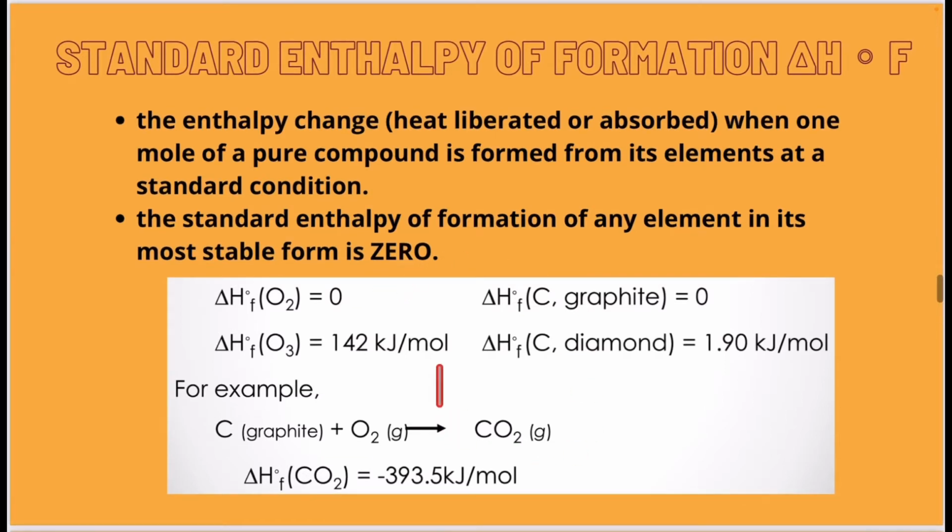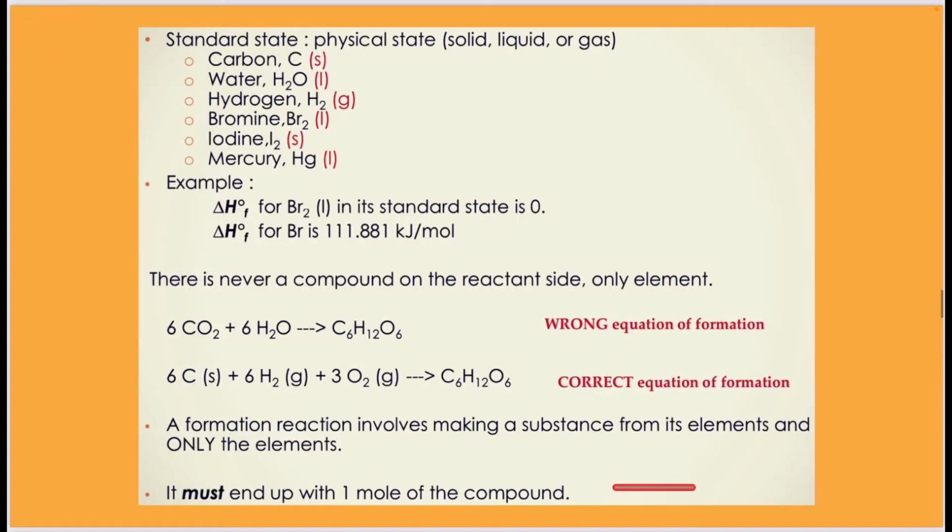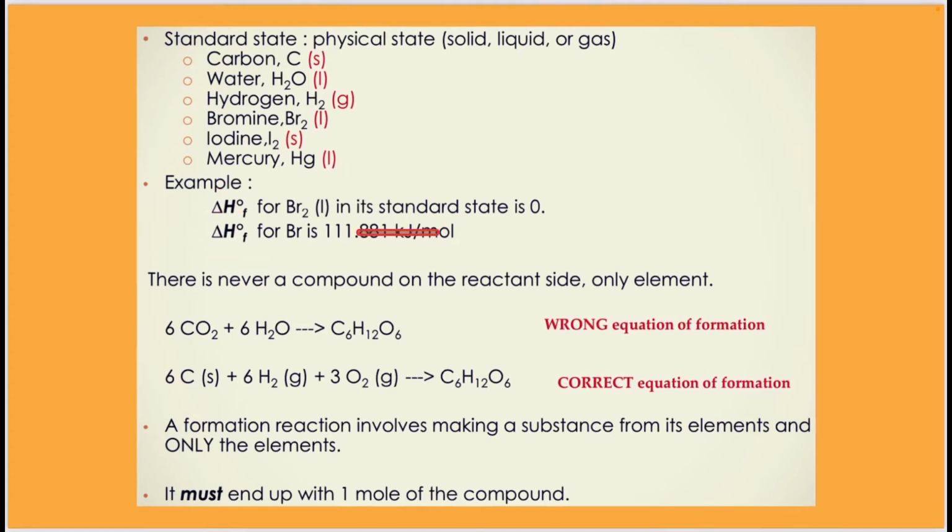So this is the example. Look at the most stable form: the enthalpy of formation of oxygen in its most stable form is equal to 0, and also graphite. So this is an example. Standard state is the physical state, solid, liquid, or gas. We look at this in brackets: solid, liquid, gas. So this is the example. We will have a different enthalpy of formation.